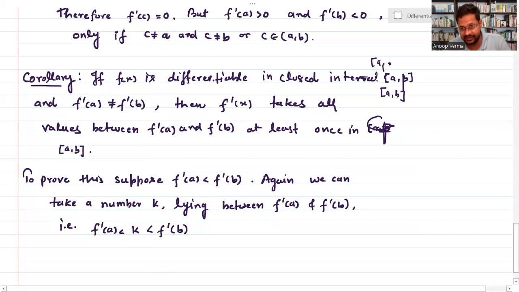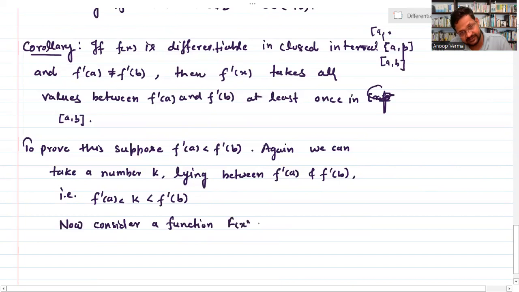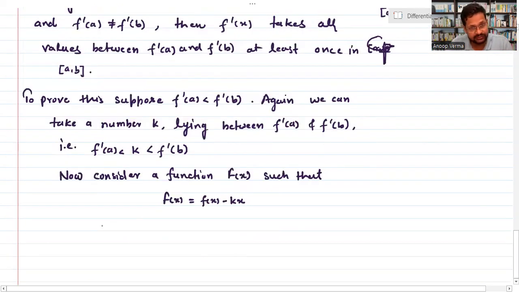Now consider a function capital Fx such that capital Fx is equal to small fx minus Kx. Or if we take its derivative, capital F dash x is equal to f dash x minus k.